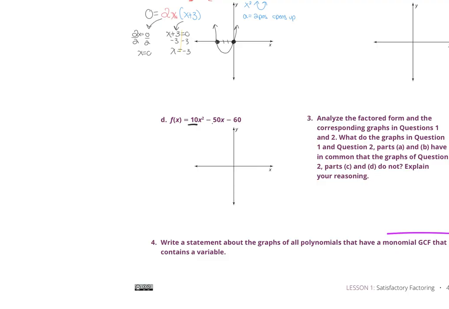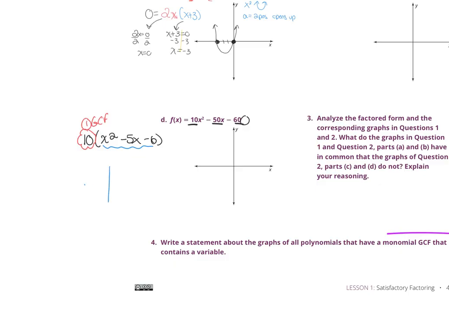And if you look at 10 and 50 and 60, what do they all have in common? I can divide all by a 10. So I'm going to pull a 10 out front. And this one has no x, so I can't pull an x out. So I pull a 10 out front, I divide everyone by a 10. That leaves me with an x squared. Negative 50 divided by 10 is a negative 5x. And negative 60 divided by 10 is a negative 6. So I'm going to hold on to my 10. This was my step 1. He is my GCF. And I'm going to deal with the rest of this thing.